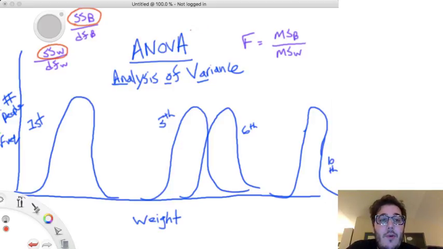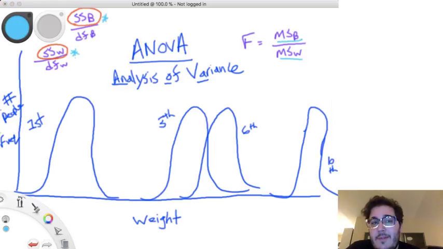The mean square within and the mean square between, these are just a modified version of these, right? It's just the sum of squares between put into context of its degrees of freedom, and the mean square within is just the sums of squares within put into context of its degrees of freedom. So the sums of squares are really the name of the game. They're what's driving the whole thing. Now, what are they? And that's a good question.